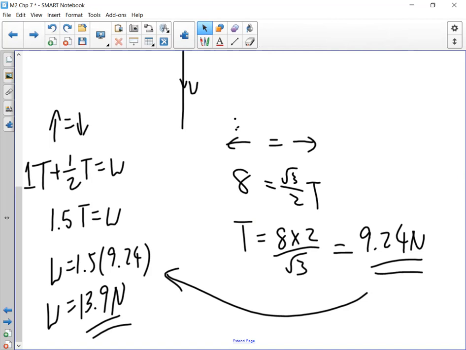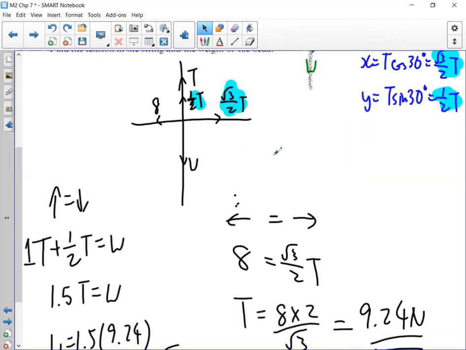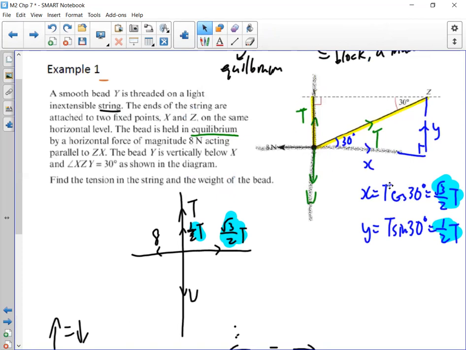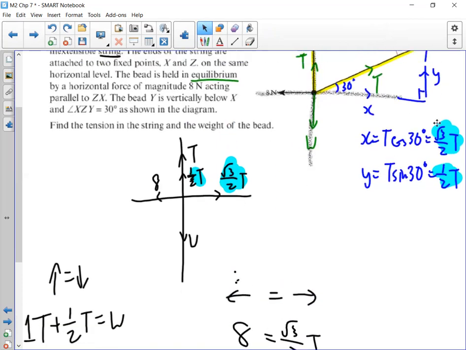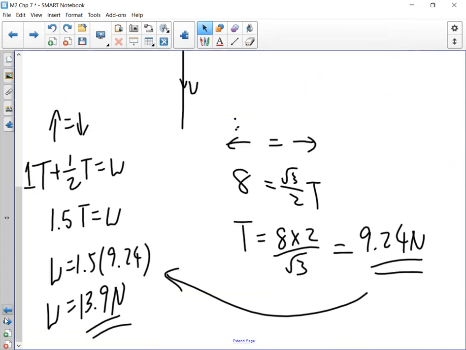Right, so next one. So that's the answer. Anyway, what we're trying to do is the same thing: put in forces, draw the force diagram, resolve any forces, left equals right, up equals down.